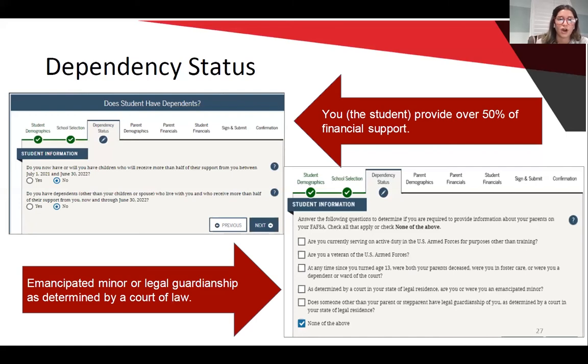If you're a National Guard or Reserve enlistee who is on active duty for state or training purposes, or if you're not currently serving on active duty in the armed forces, do not select the box.